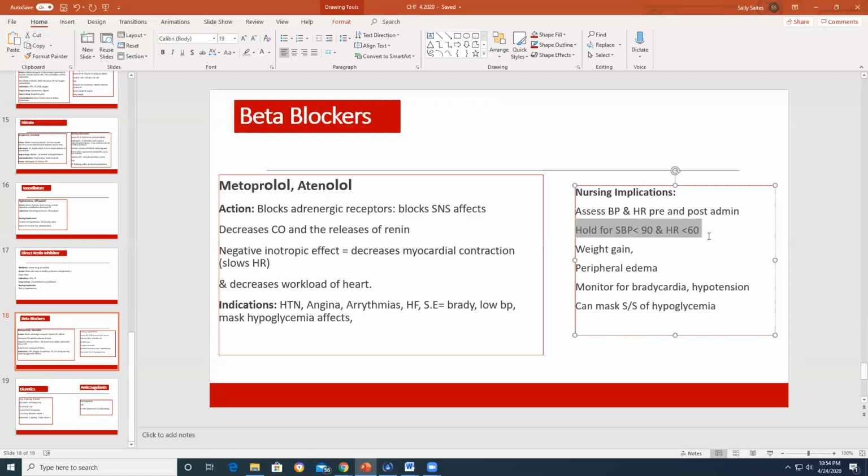Do the normal holding for your blood pressure and heart rate. Call the doc if need be, or look for those orders. Monitor for weight gain. They can get peripheral edema with this. Let me see. Oh, we already went over that. It looks like I have a duplication here on this slide.